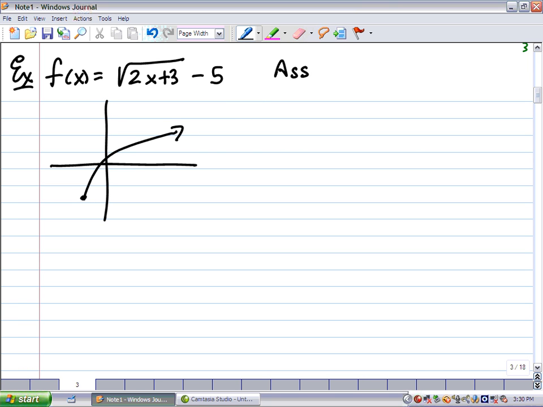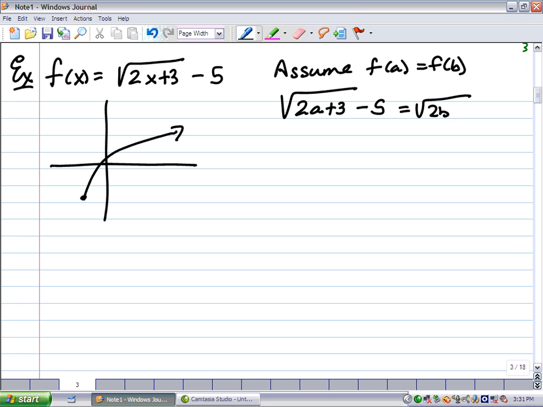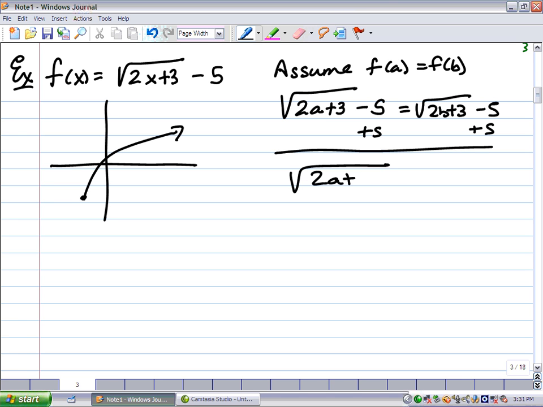Let's assume f of a is f of b. So the square root of 2a plus 3 minus 5 equals the square root of 2b plus 3 minus 5. Of course, I'll add 5 to both sides, getting the radicals to be the same.